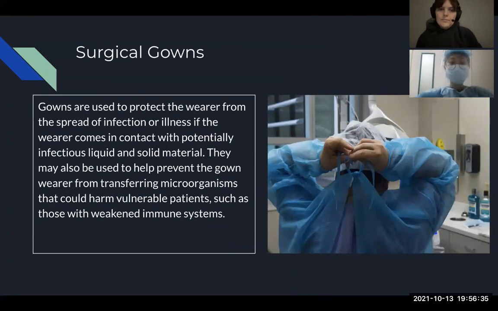Okay, surgical gowns. Gowns are used to protect the wearer from the spread of infection or illness if the wearer comes in contact with potentially infectious liquid and solid materials. They may also be used to help prevent the gown wearer from transferring microorganisms to vulnerable patients, such as those with a weakened immune system.